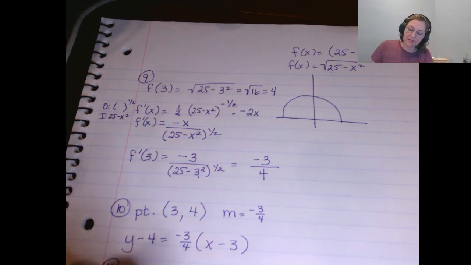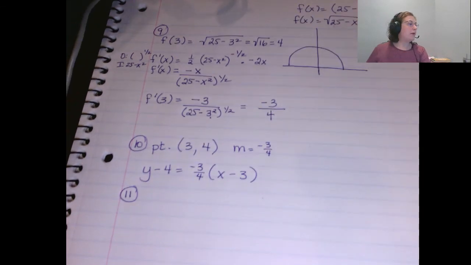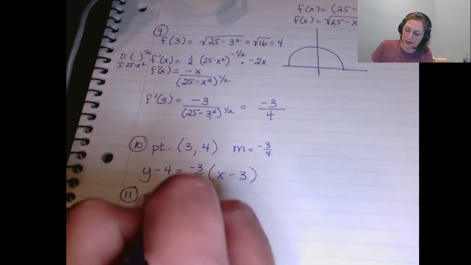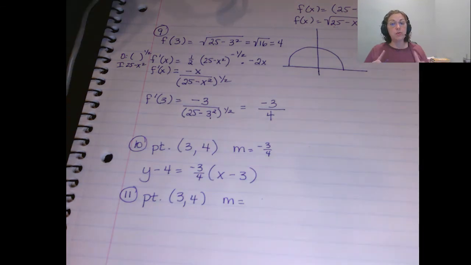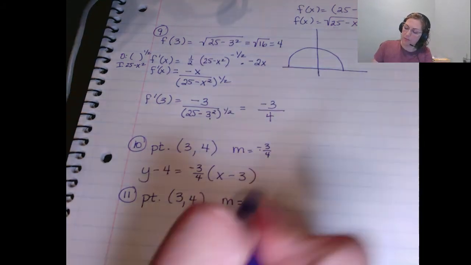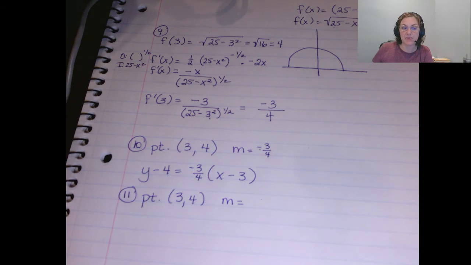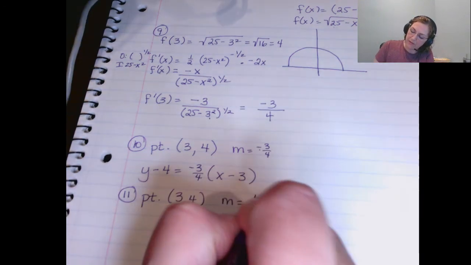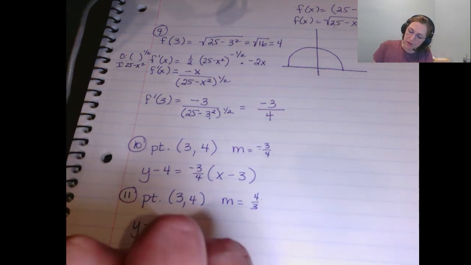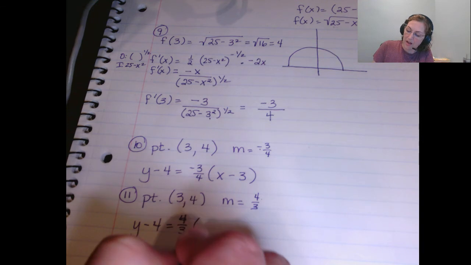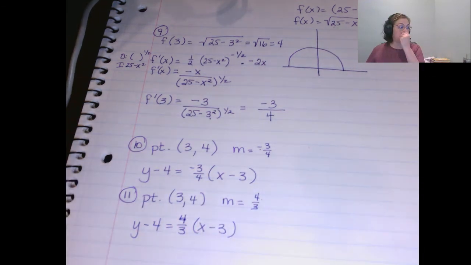Let's look at number 11, very similar approach. Number 11 asks us for the normal line. So remember, with a normal line, you need the point. We've got that. And you need the slope. Now the slope of the normal line is going to be the negative reciprocal of the tangent line. So the tangent line had a negative slope. Normal slope is going to be positive. We're going to take the reciprocal then, 4/3. And then we can write our equation for the normal line.